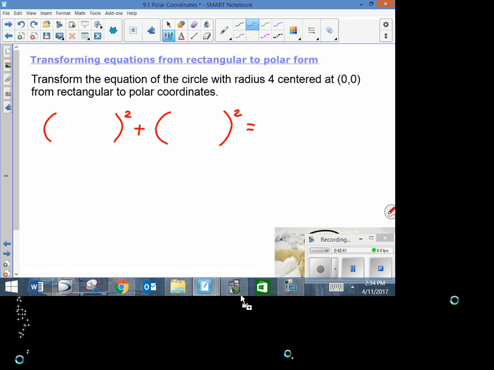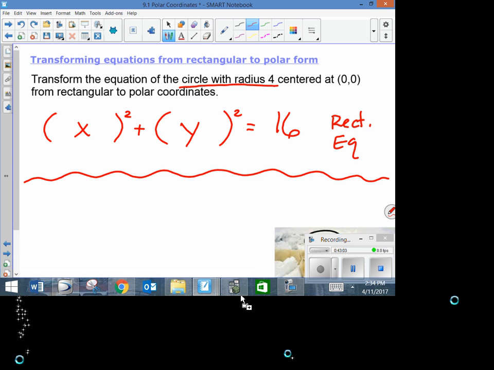It's a circle, radius 4. X squared plus y squared equals 16. Okay, so that's our rectangular equation. All right, now what?